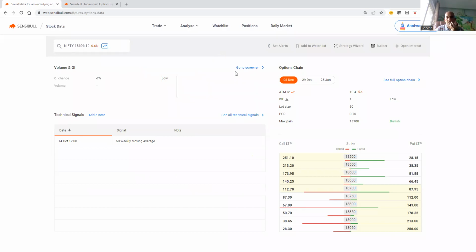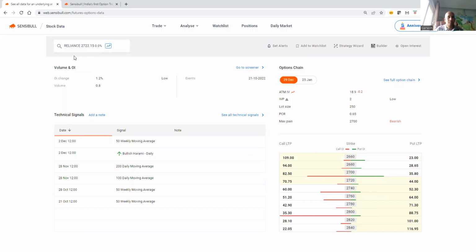If you open stock data, let's say Reliance, they are giving some signals and all. I hardly watch this one, because signals in the sense, those who have more technical knowledge can see this one. It's a bullish Harami daily showing, and 200 daily moving average, some signals and also some signals. We want to see here signals and notes.